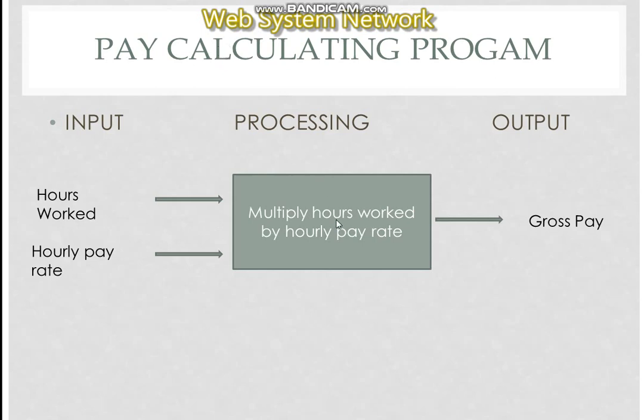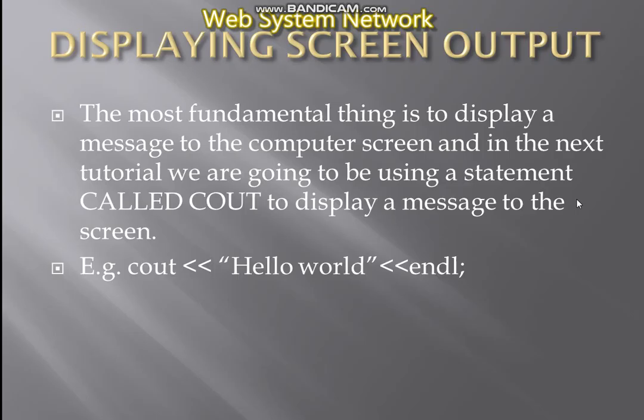And then this is the process that will be done for us to give him the amount he's supposed to receive. We multiply the hours worked by the hourly pay rate, and then we display the gross pay to the user. That is what a program does: it receives an input, processes the data, and then outputs the result to the user.